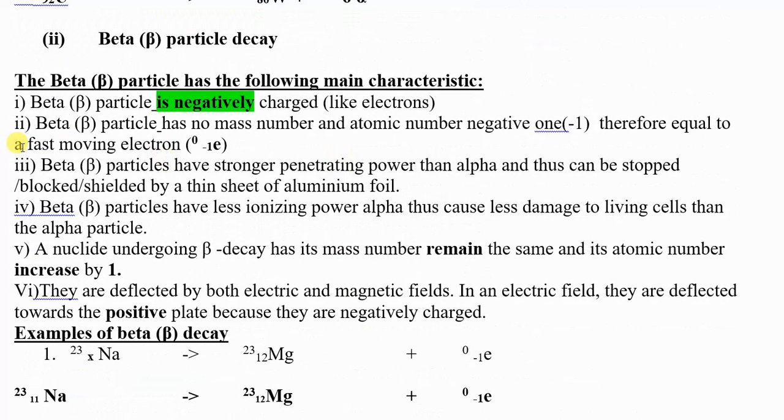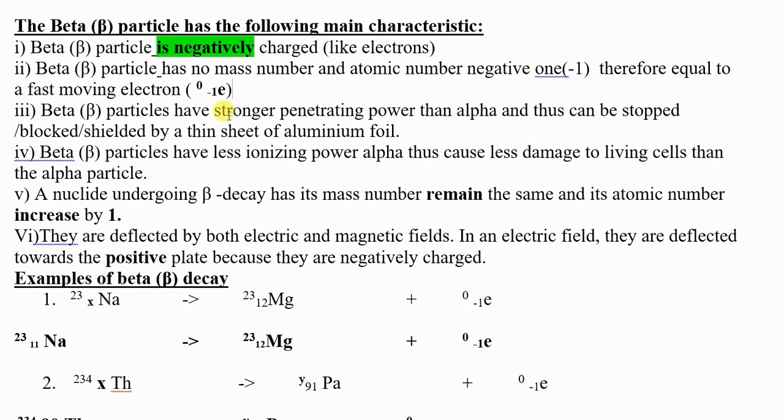Number 2, Roman 2, is that a beta particle has no mass number and an atomic number of -1. Very important. They don't have a mass number, but they have an atomic number of -1. Therefore, they are equal to a fast moving electron. So when we are writing this one, we put e, which stands for an electron, then the mass number is 0 and the atomic number is -1. So that is for a beta particle.